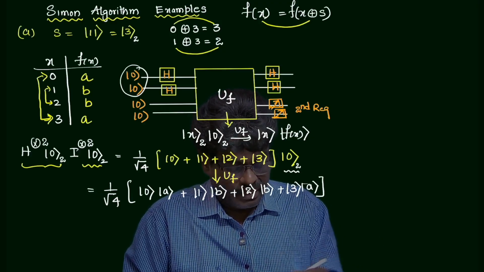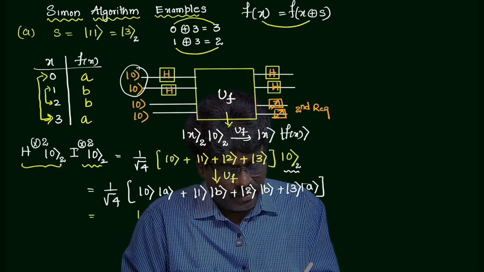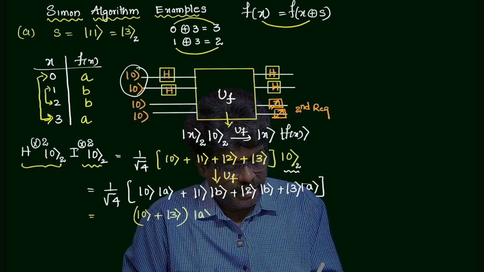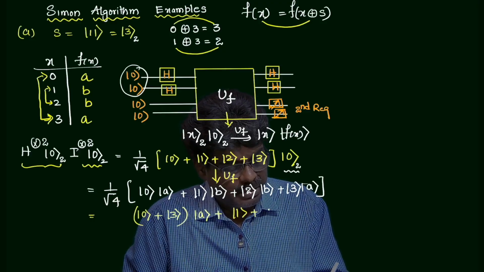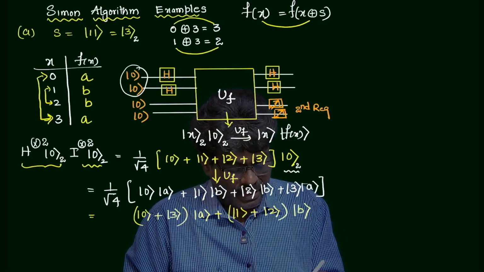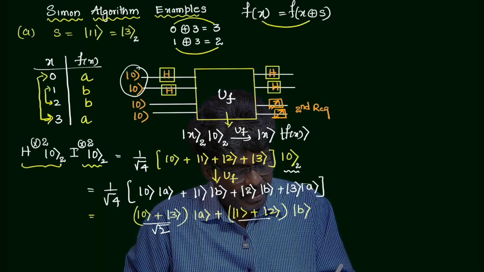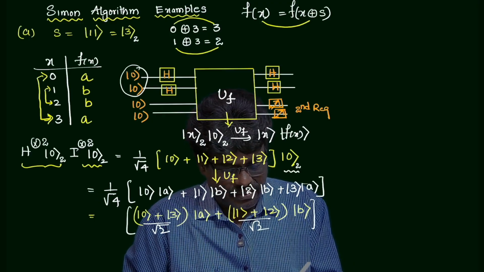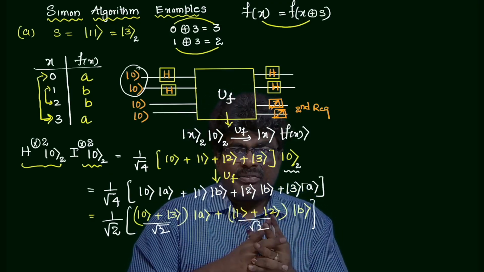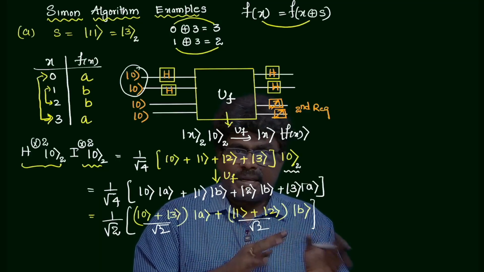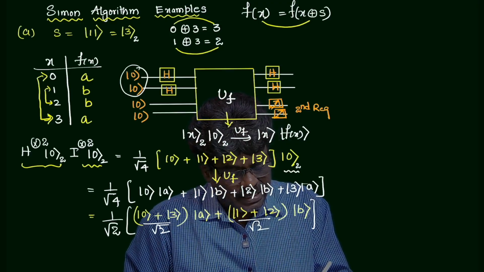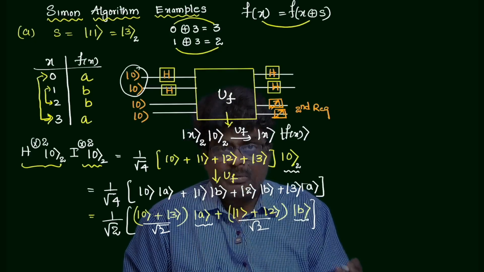Now I can take out common. So this can be written as, if I take a common, 0 plus 3, a, plus 1 plus 2. Okay, now here I am taking 1 over root 2 here and 1 over root 2 here, so that's why we can write this as 1 over root 2 here. That's it. Now if you see carefully, we separated the second register and the first register. So this corresponds to the second register, this one, and this corresponds to the second register.